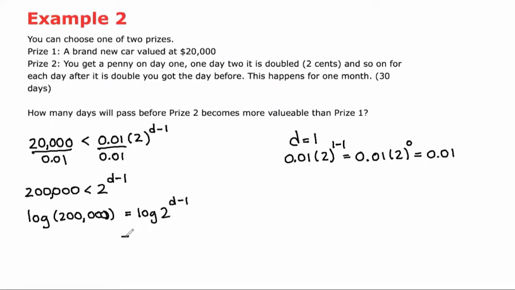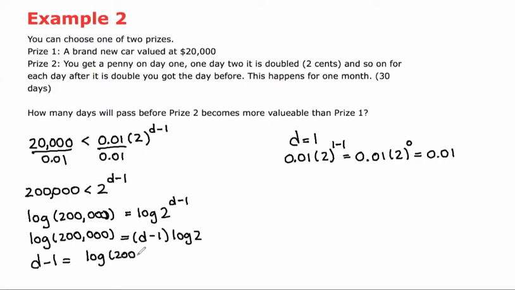Now I use my power down property. And so this is d minus 1 times common logarithm of 2 equals the common logarithm of 200,000. Let's divide both sides by common log 2. So d minus 1 equals the common logarithm of 200,000 divided by common log 2.